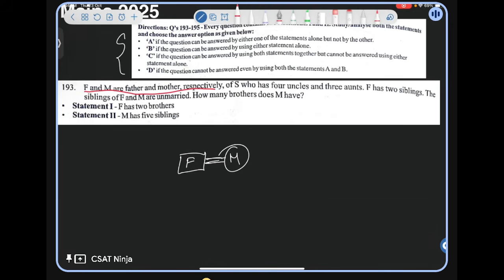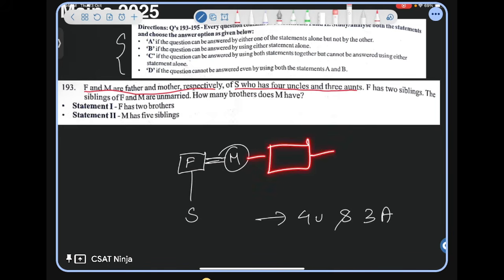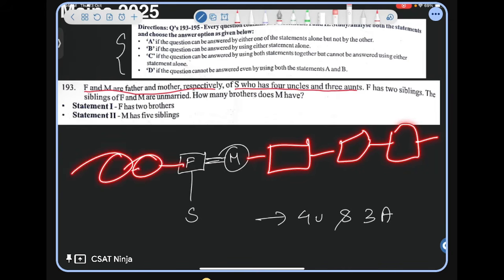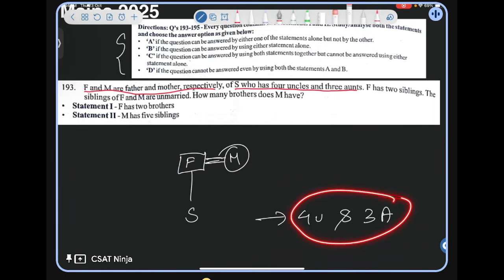Next statement. S, who has 4 uncles and 3 aunts. Okay. F and M are the father and mother respectively of S. That means these two are the parents of S. S has 4 uncles and 3 aunts. So I can insert 4 uncles here. I don't know where I can insert the 4 uncles and 3 aunts. So what I'll do is I'll just keep this one aside for once. Okay.